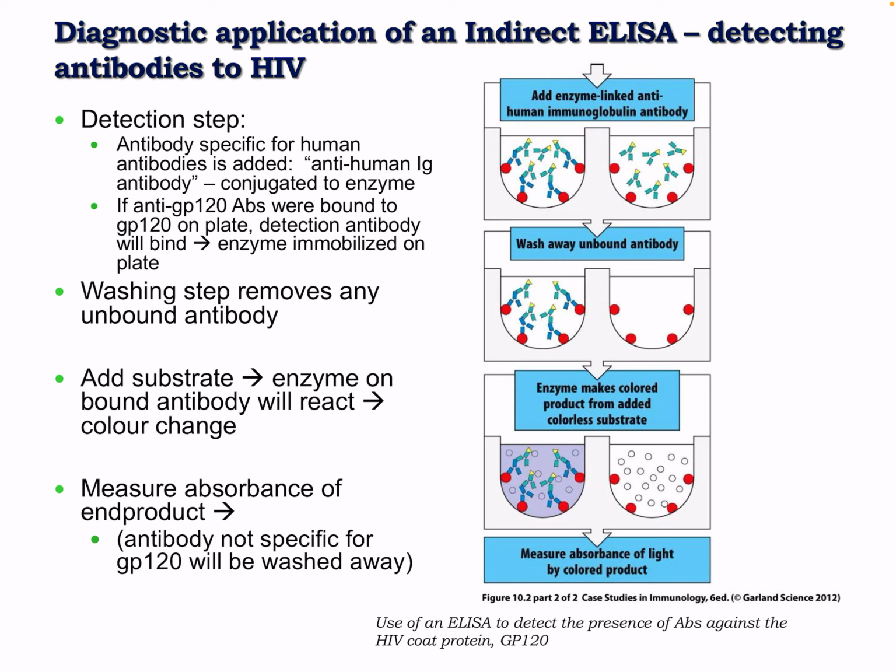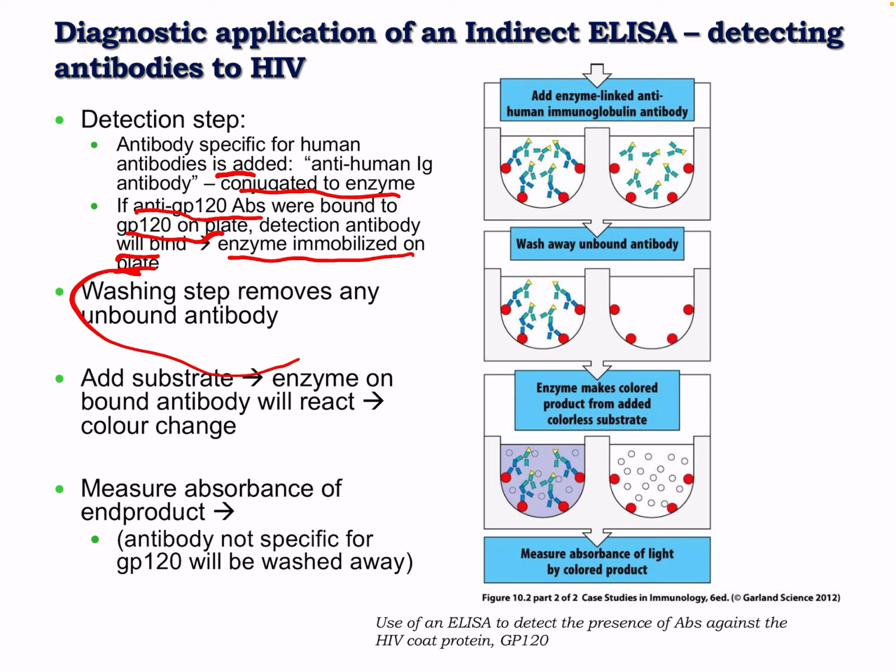Then we have a detection step. This is when the antibody specific for human antibodies is added. Anti-human immunoglobulin antibody, again sometimes referred to as anti-antibody, is conjugated to the enzyme. If anti-GP120 antibodies were bound to the GP120 on the plate, the detection antibody will bind, and this enzyme is immobilized on the plate.